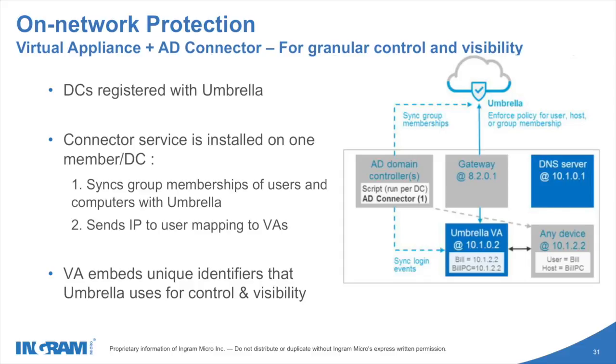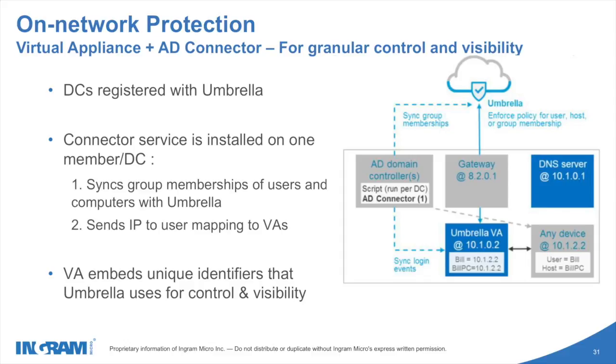So on-network protection: virtual appliance plus the AD connector. There is a local presence through the virtual appliance. You can also integrate it with Active Directory to enforce the policy by various AD objects. By running a one-time script on all domain controllers, they are registered with the cloud service. And then, on only one domain controller or member, depending, the connector service is installed, performing two tasks.